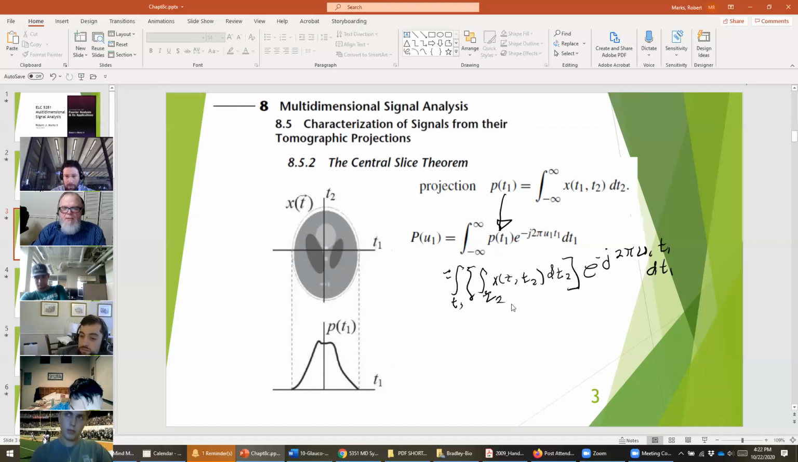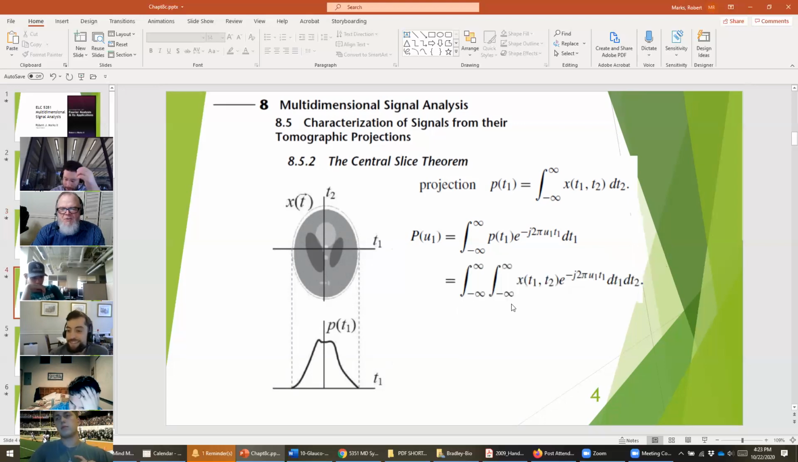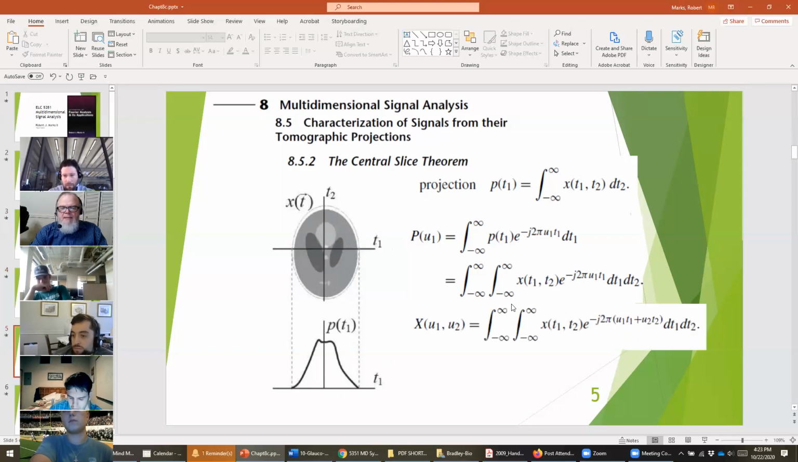The next thing I'm going to do is shuffle around the integration orders to do whatever I want. When I do that, I get this. That is very interesting. That is the Fourier transform of the two-dimensional function as shown in the figure to the left. Well, let's look at the two-dimensional Fourier transform. This is the two-dimensional Fourier transform, right?